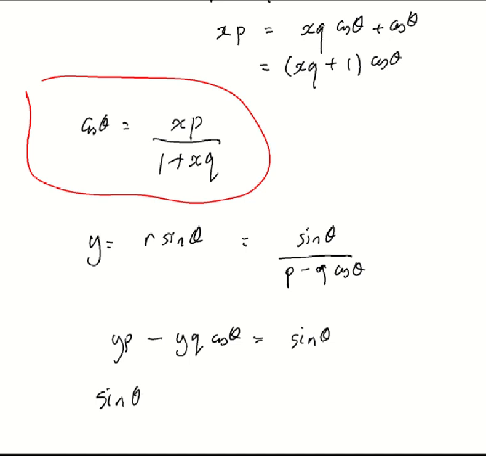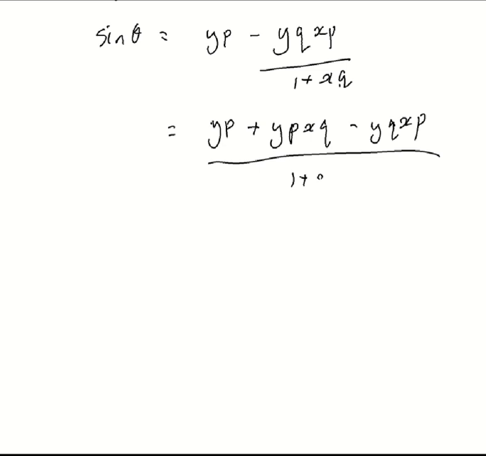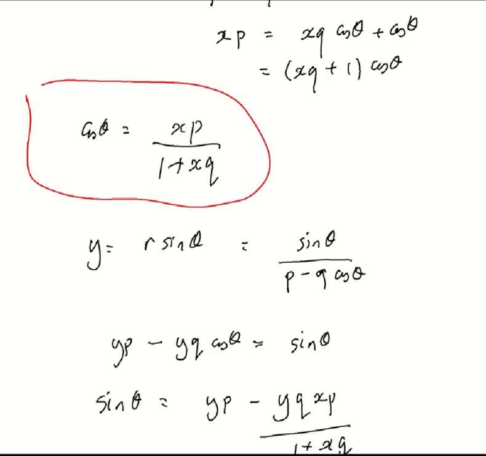Right, now we've got our formula for cos theta above, and that tells me that sine theta is equal to yp minus yq times xp over 1 plus xq. Sorry, better make sure I don't mix my p's and q's. Okay, so now to simplify that, we have it all over one denominator: yp plus ypxq minus yqxp over 1 plus xq. You notice there's a nice bit of cancelling there, leaving yp over 1 plus xq, and that gives me sine theta. That's rather lovely, because you see now what I've got.